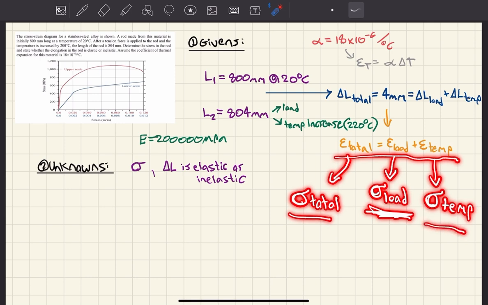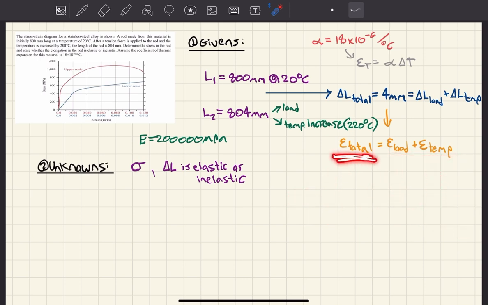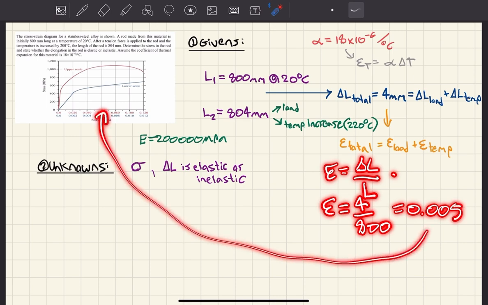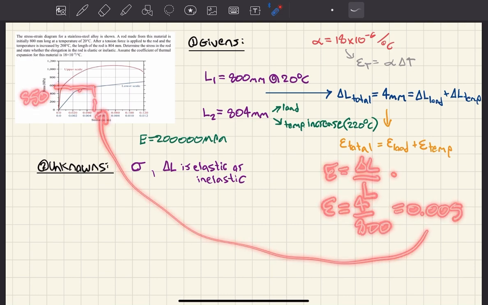This and this you can find, I'll put a timer on, bro, we can find it in 30 seconds. For example, this strain total. I know strain is equal to delta L over L, right? Therefore, I can find strain is equal to 4 over 800, right? This is going to end up equaling 0.005. I can go to my stress strain diagram. I can find 0.05, and I can say my stress maybe is 550 megapascals, right? And it's inelastic because it's not in the elastic region.